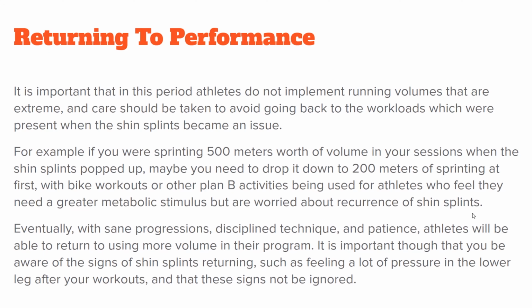It's important that during this period of returning to performance that athletes do not implement running volumes that are extreme, and care should be taken to avoid going back to the workloads which were present when the shin splints became an issue. For example, if you were sprinting 500 meters worth of volume in your sessions when the shin splints popped up, you probably need to drop it down to maybe 200 meters, or do a little bit of sprinting and then go for plan B activities like biking or dribbling, so you can still get a good metabolic stimulus, still get a good workout in, but not have the shin splints reoccur.